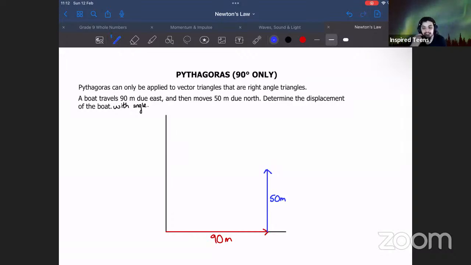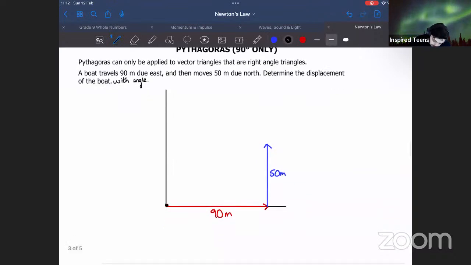Displacement is the distance from your start point to your end point. So in this case, my start point is here and my end point is there. So they want me to calculate this distance here, which actually is our resultant vector, from the tail of the first to the head of the last. We draw in our resultant vector, and because one is perfectly east and one is perfectly north, one is vertical and one is horizontal, it creates a 90-degree angle, and thereafter we can use Pythagoras.